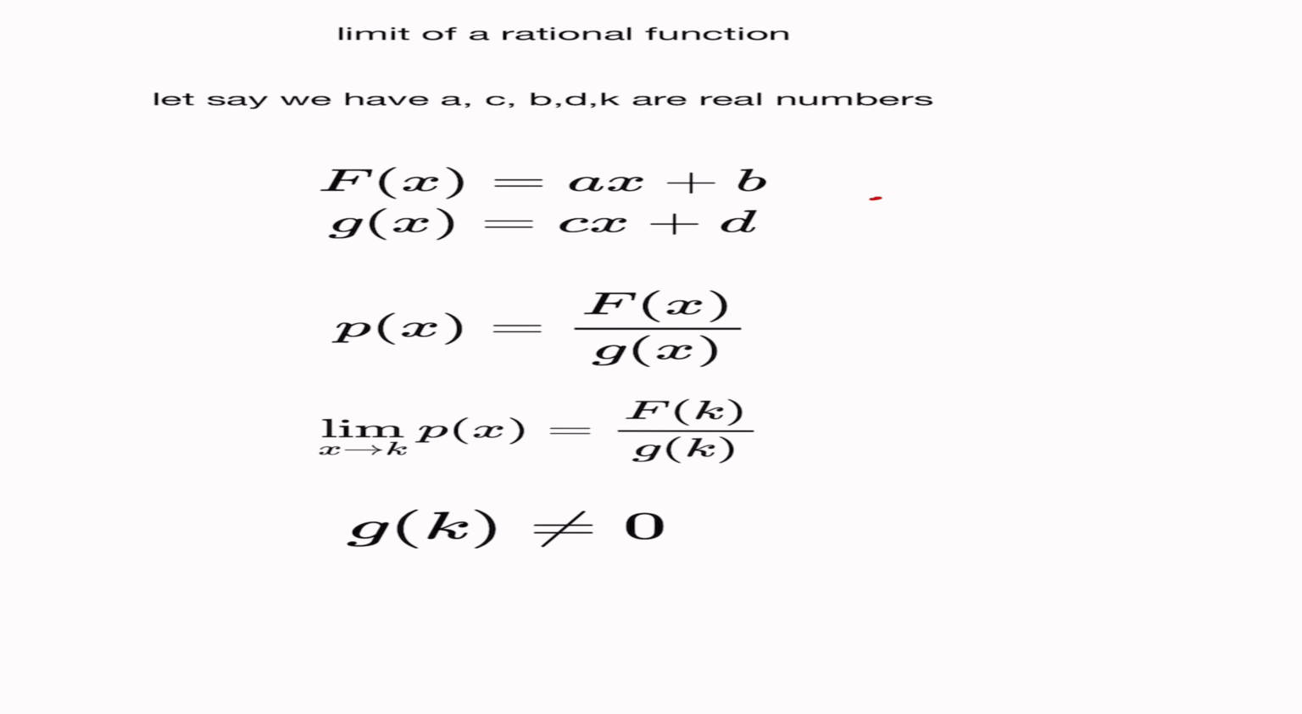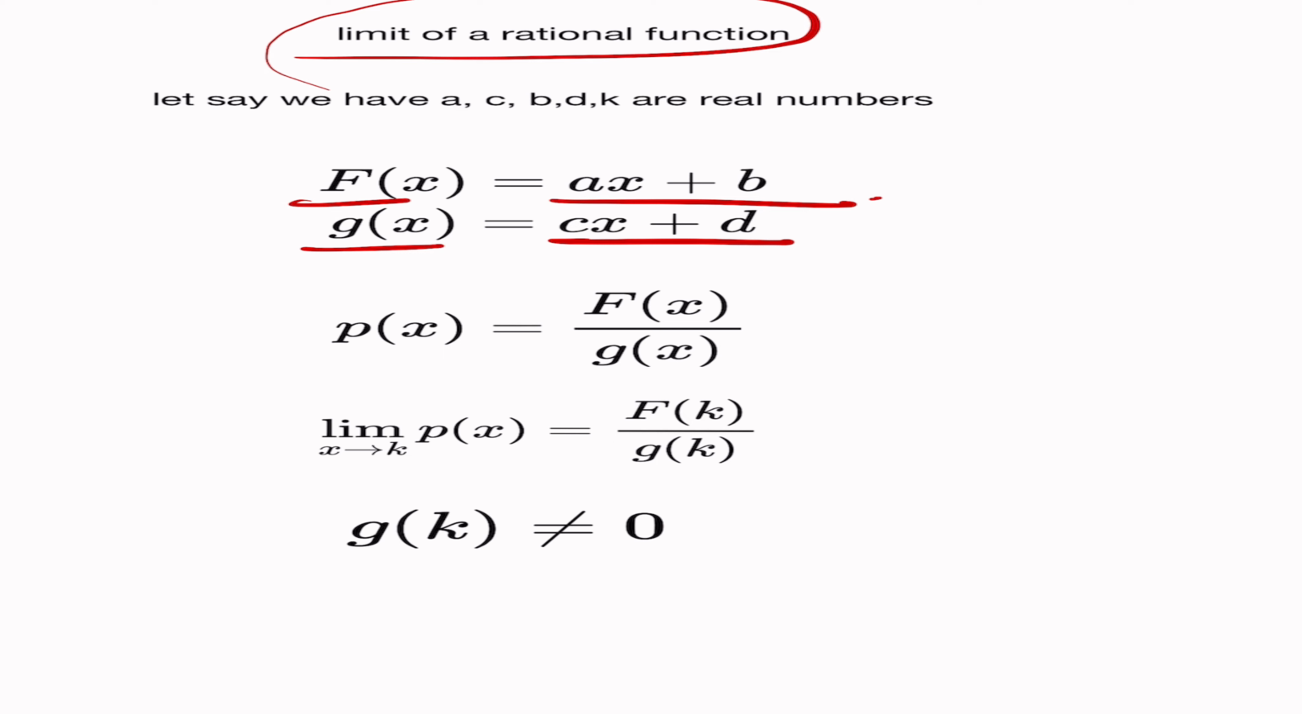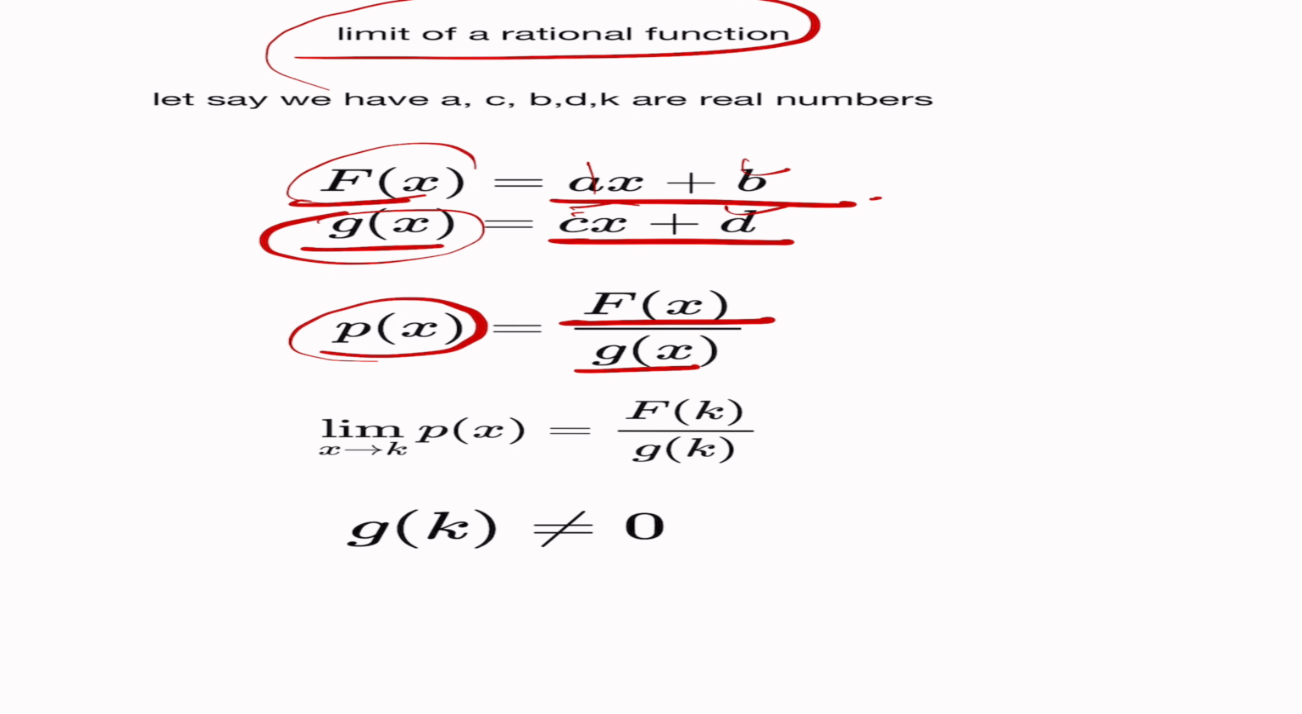Now, let's talk about limit of a rational function. Let's say we have a function f of x equal ax plus b, g of x equals cx plus d. It doesn't matter, f of x and g of x can be any function. Then a rational function p of x is going to be simply f of x over g of x, right? Now here a, b, c, d, all of them are real numbers, okay?